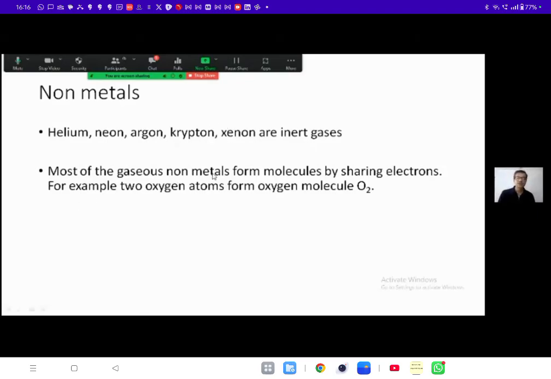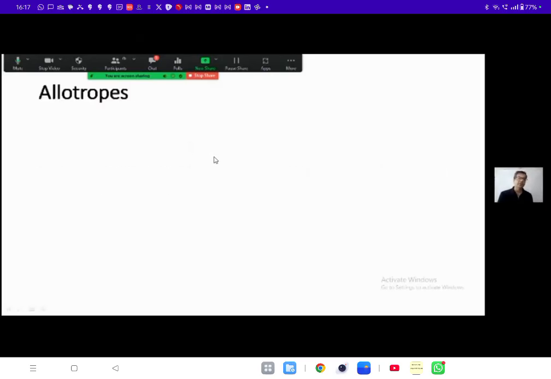Most of the gaseous non-metals exist as molecules by sharing electrons. Like oxygen in the air, always two oxygens come together and form a pair called O2. Two nitrogens come together and form a group called N2. But these inert gases do not do so. They remain on their own because they are inert, they don't want anyone.